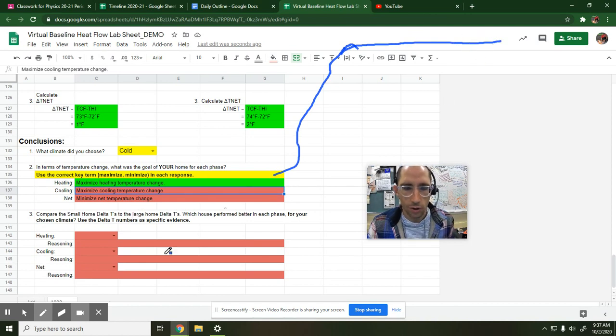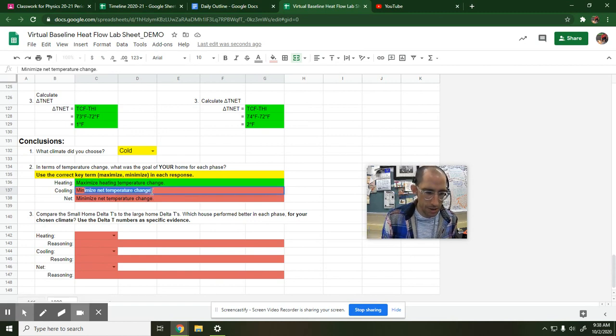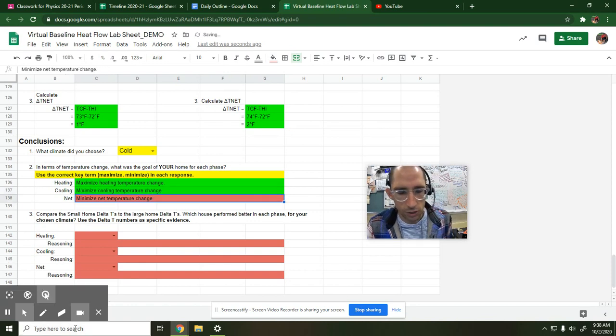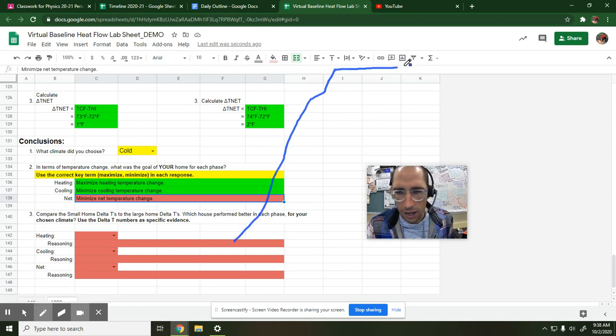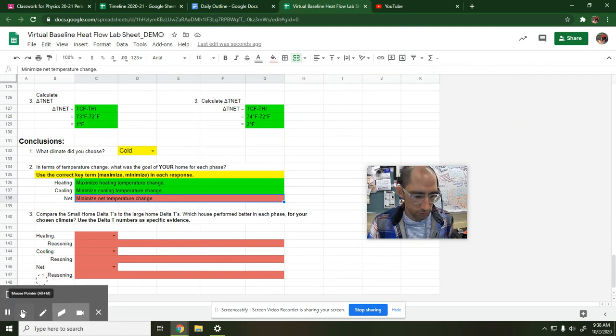So there's no cooling temperature change. You maintain the temperature that you gained during heating. So you're trying to minimize cooling temperature change. All right. If you do those two things in a cold climate, if you maximize heating and minimize cooling, look at the net. By the end of it, the net temperature change is massive. Okay, that's the goal. You're trying to maximize your net temperature change.